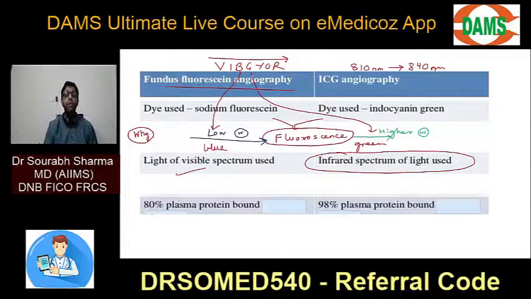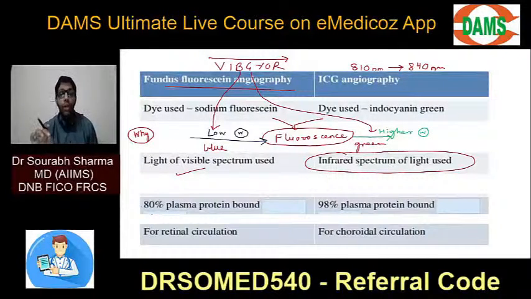One more point you can write down. Fluorescein is 80% protein bound. ICG is 98% bound to proteins. So what will happen if you put fluorescein? It is bound to the proteins. It is inside the retinal vessels and the choroidal vessels. But fluorescein, if you see, is less bound as compared to ICG.